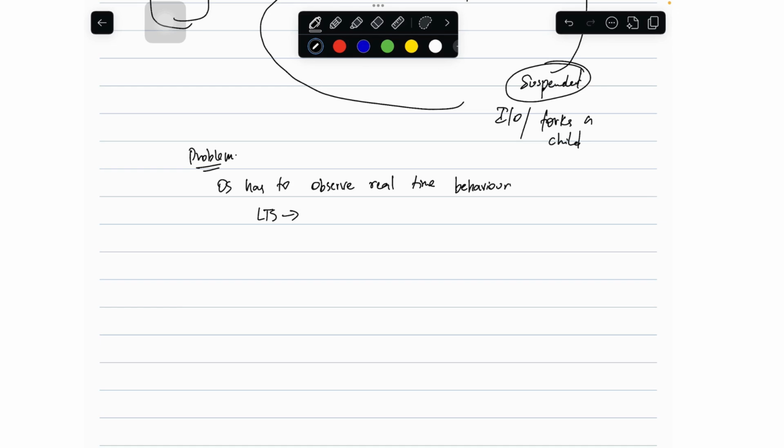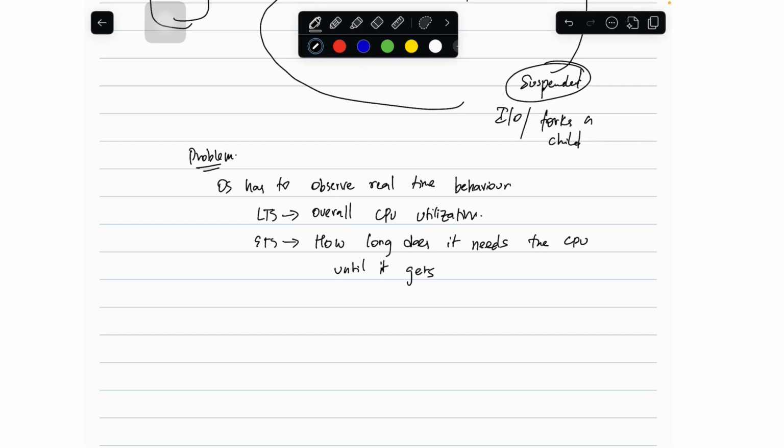I'll just give a few definitions. Overall CPU utilization. So in long-term scheduling, you just have to know how much burst time it needs. But in short-term scheduling, how long does it need? Does it need the CPU until it gets blocked?